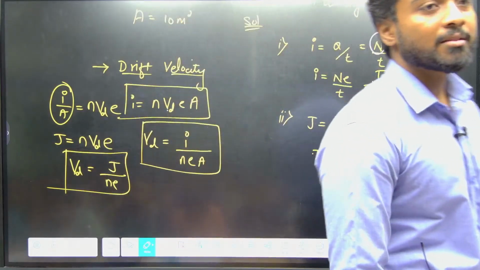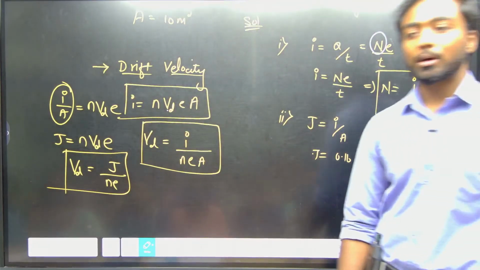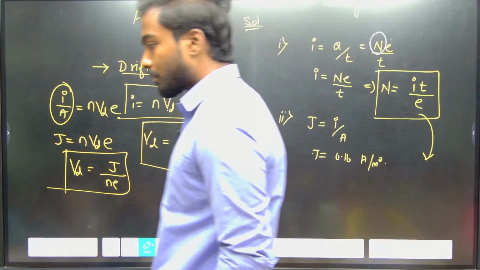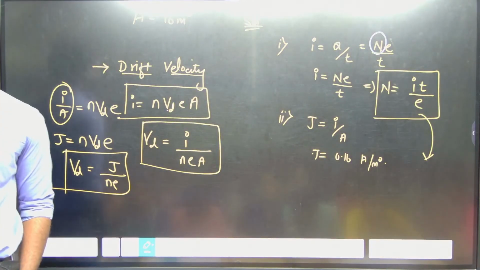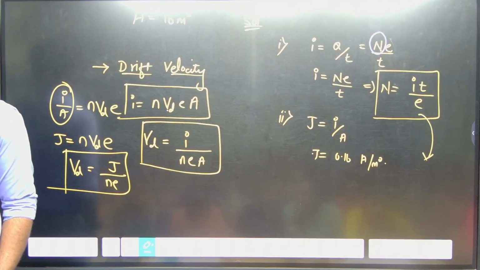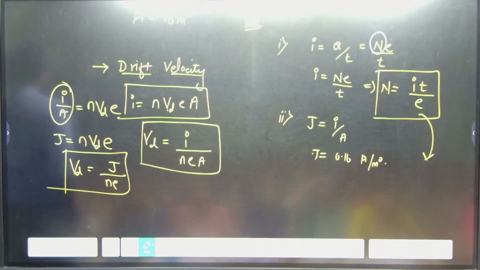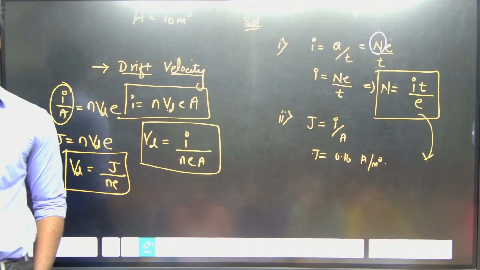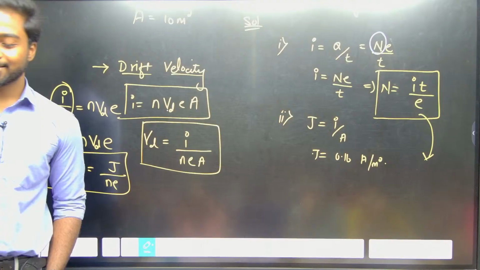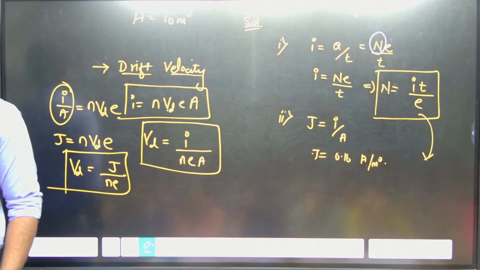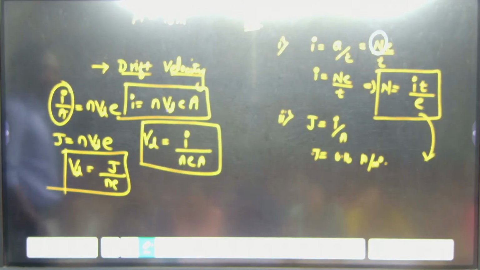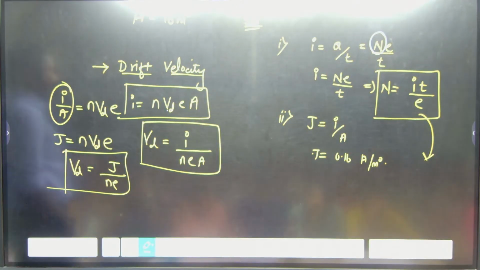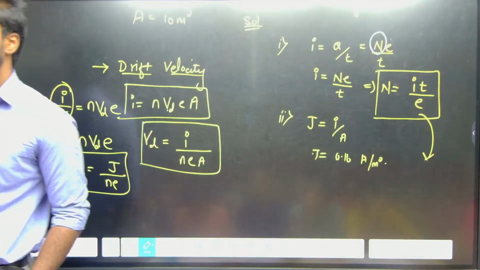Okay, the question is, if the area increases, what about the current density? Increases, decreases, no? Inversely proportional to each other. J is equal to I by A, so if A increases, J will decrease. Okay.